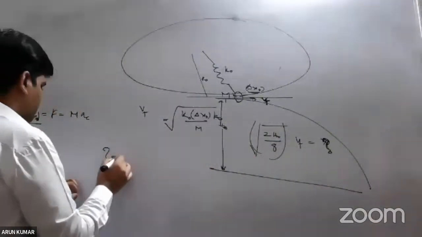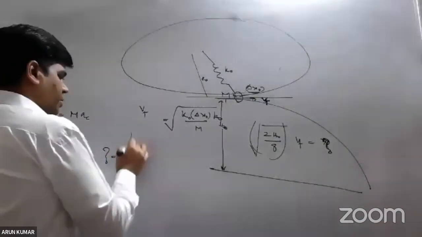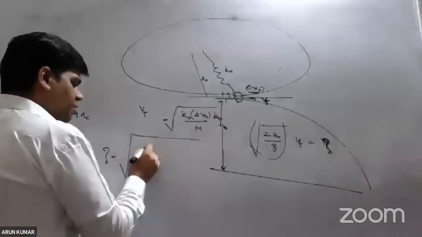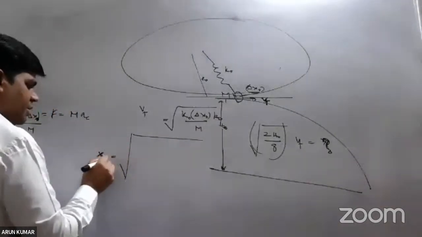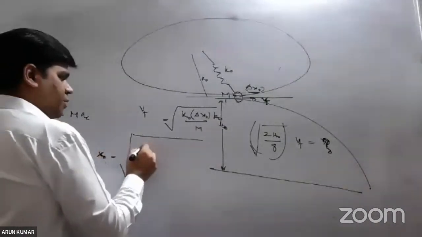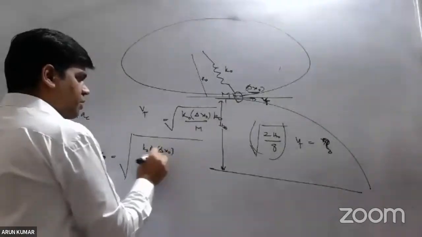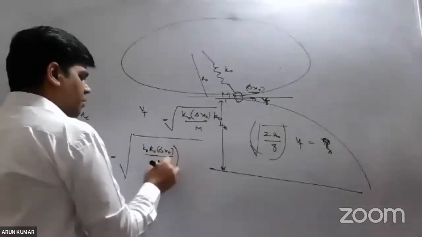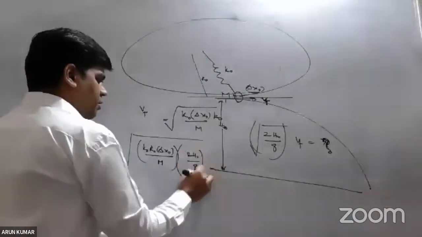So required distance is under root. ఇది x అని రాసేస్తాను, or x naught అని రాస్తాను. X naught is equal to k naught r naught delta x naught by m into 2h naught by g.